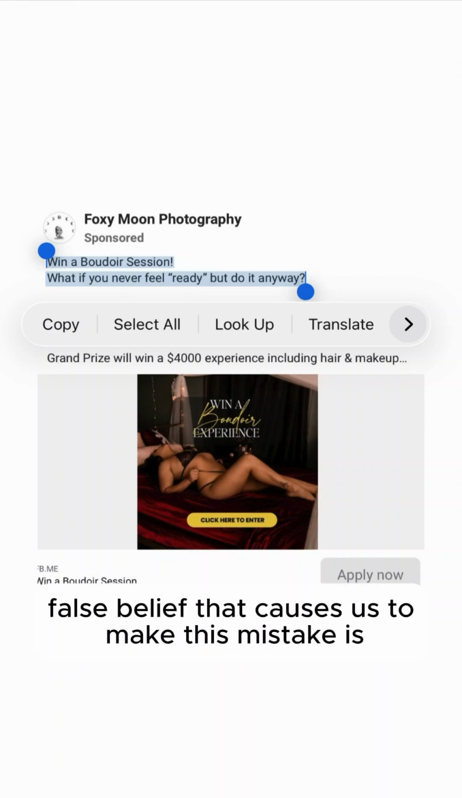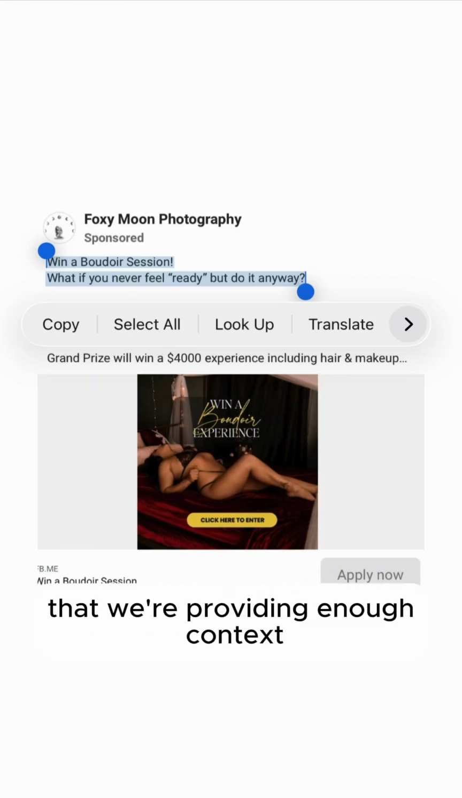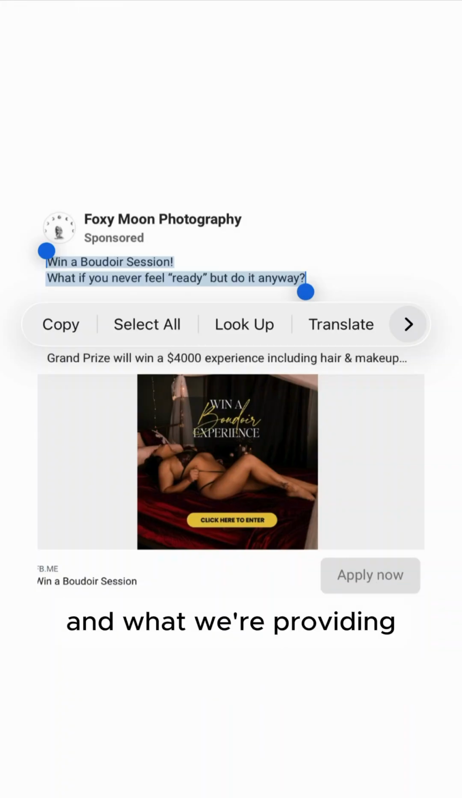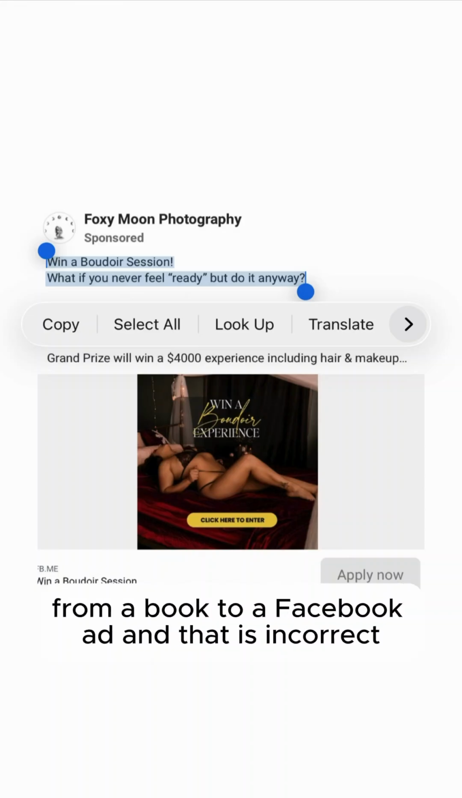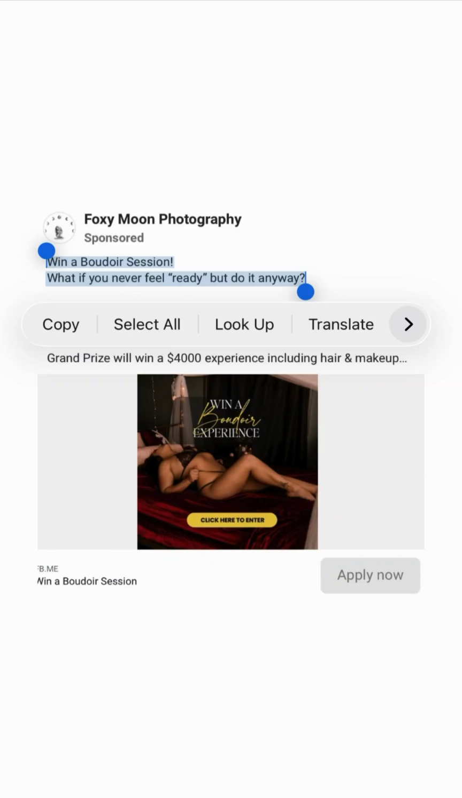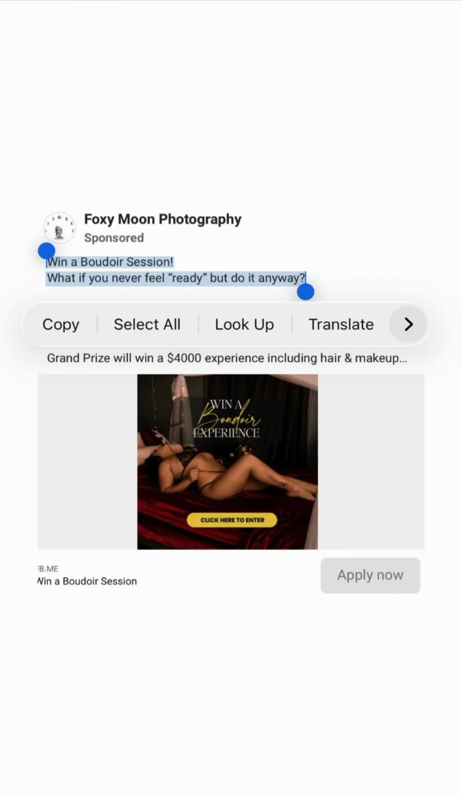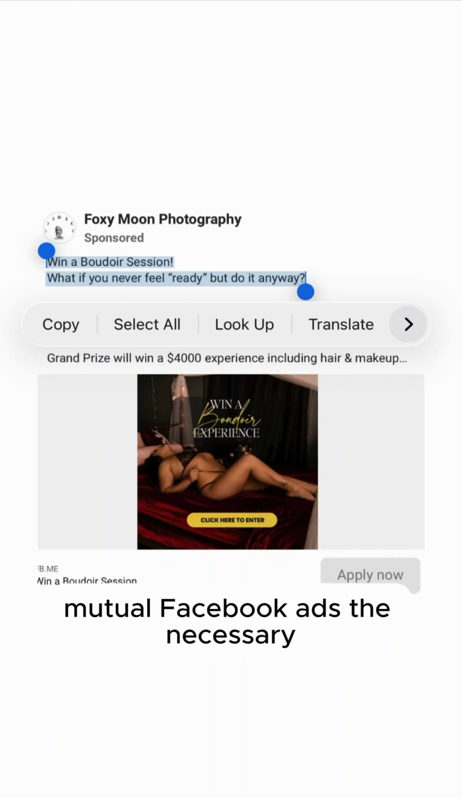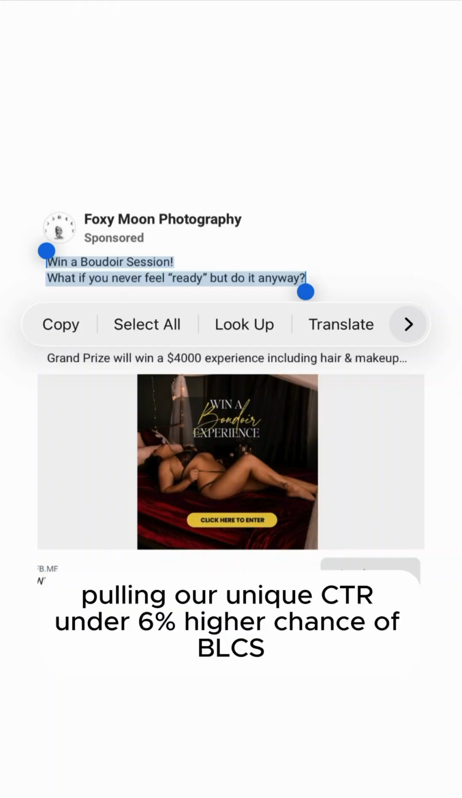False belief that causes us to make this mistake is we're believing incorrectly that we're providing enough context. And what we're providing is the number one way to bring in buyers from a boudoir Facebook ad, and that is incorrect. Now, the consequence of this is way more women are going to be scrolling by our boudoir Facebook ads than necessary. Pulling our unique CTR under 6%. Higher chance of BLCS.